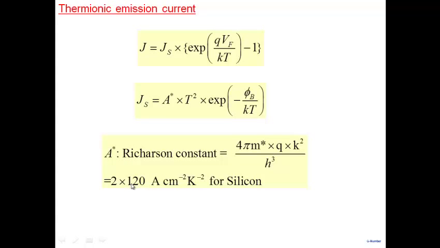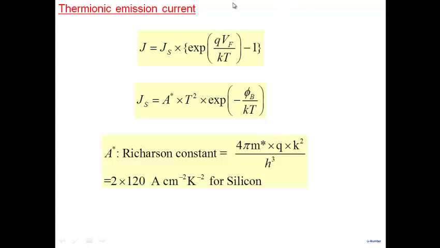For free space, it is 120 ampere per centimeter square per Kelvin square. When you have effective masses and all of that, then it increases here by a factor of 2. Again, let me emphasize, effective masses are not the same: there are different effective masses for calculation of mobility, and different effective masses for calculation of density of states. It's a model. It depends on where you're applying it, and the model changes according to the application.